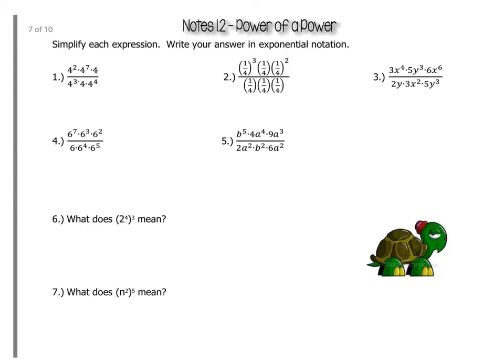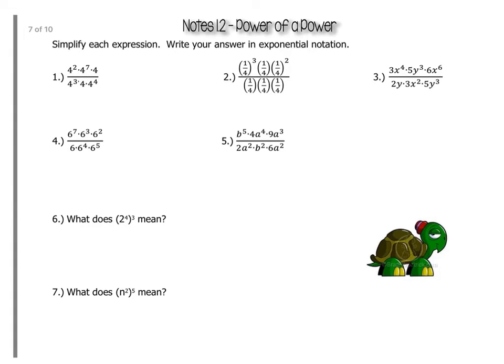Okay, so last class we talked about multiplying and dividing exponents. So numbers 1 through 5 is kind of a review. If you want, you can pause now and try them out on your own. If you would like to follow along, that's okay too.